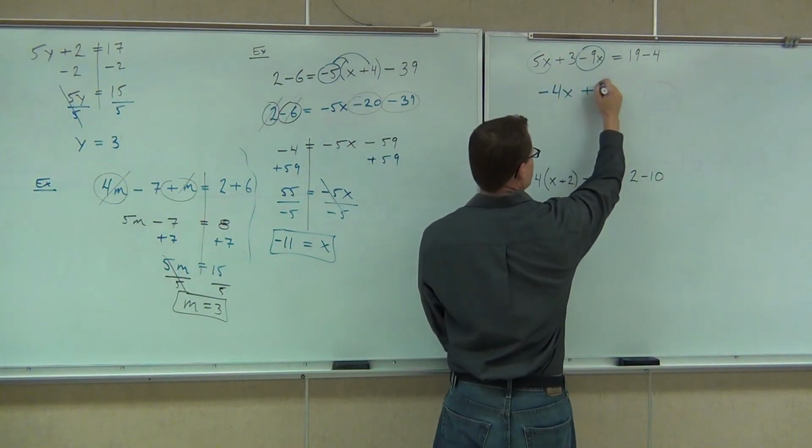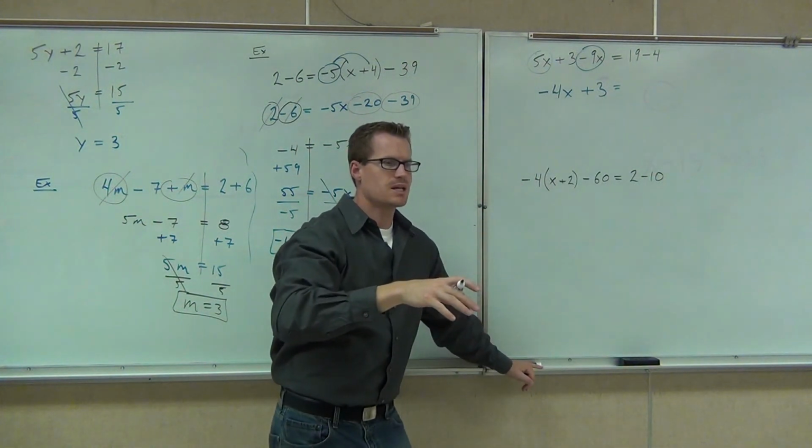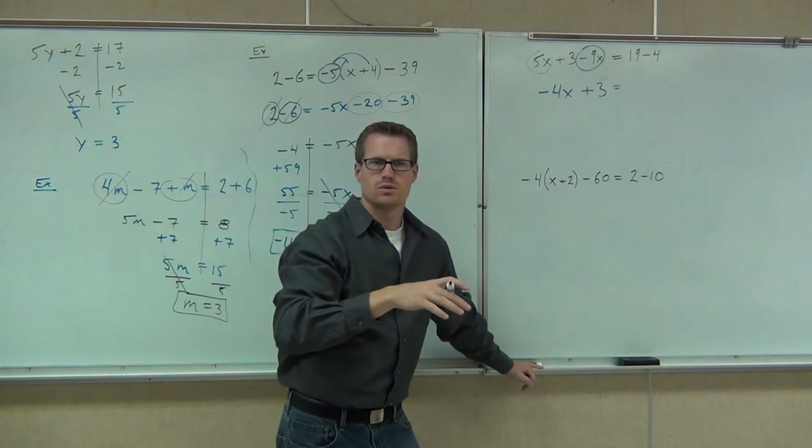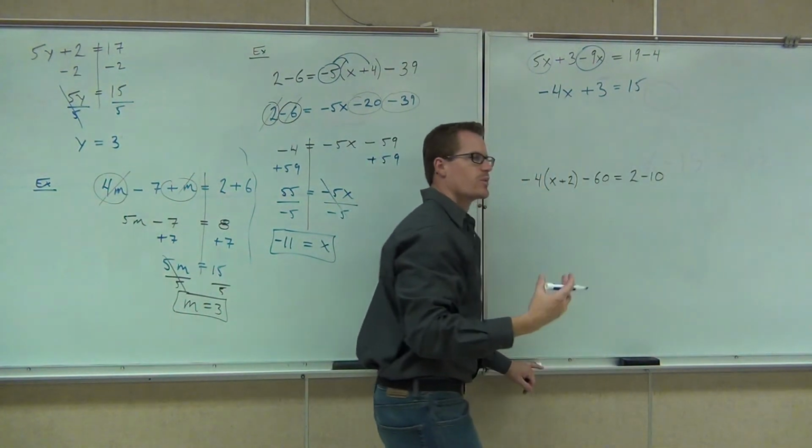Of course, I have a plus 3. That's going to equal on the right-hand side. I'll combine those terms as well. 19 and minus 4, that gives you... And now pretty much home free.